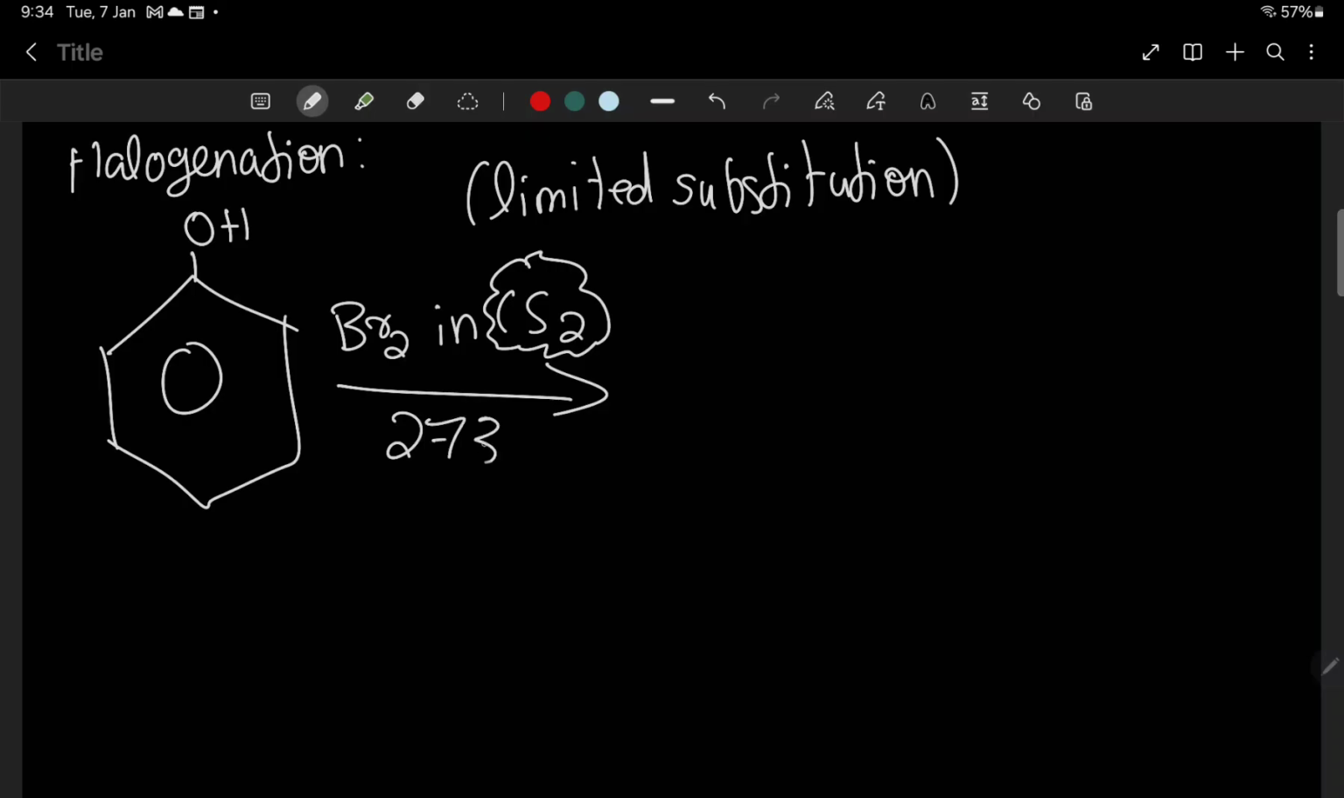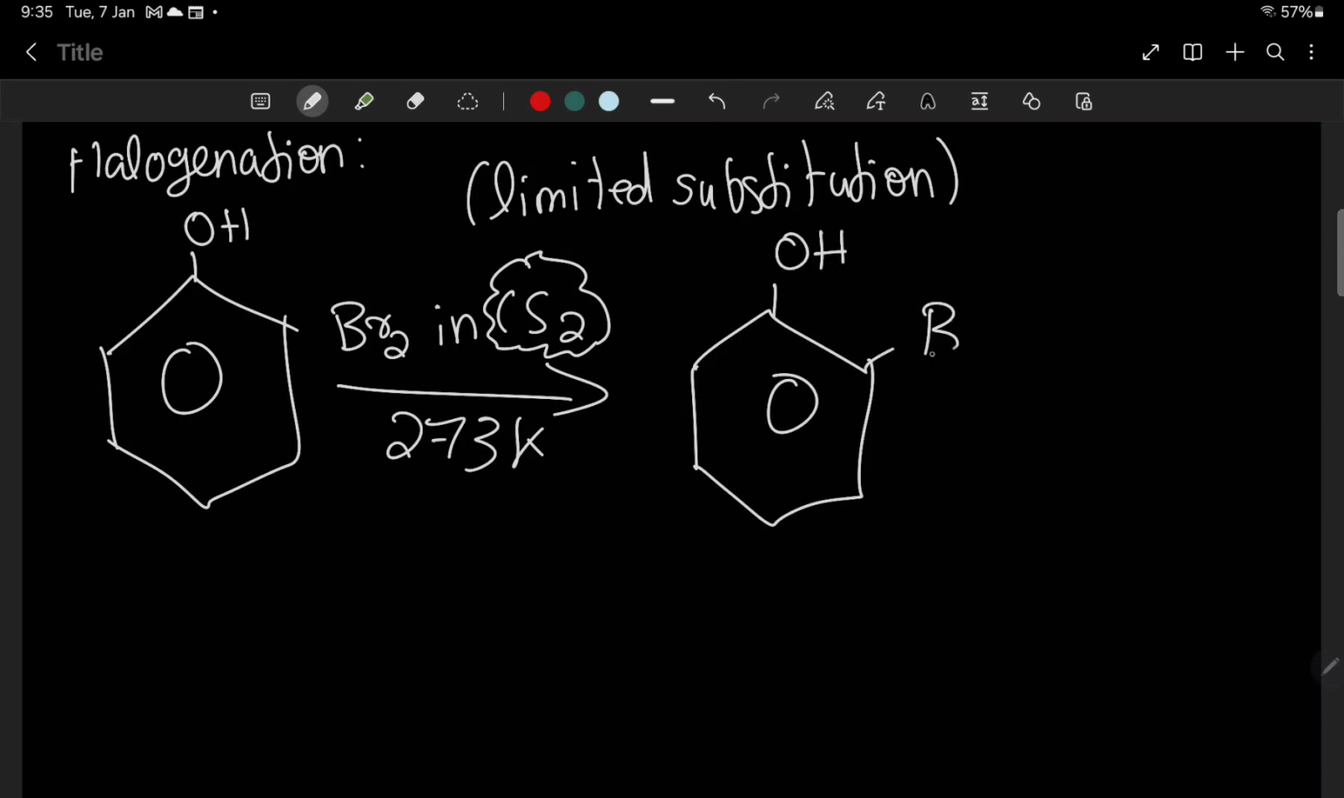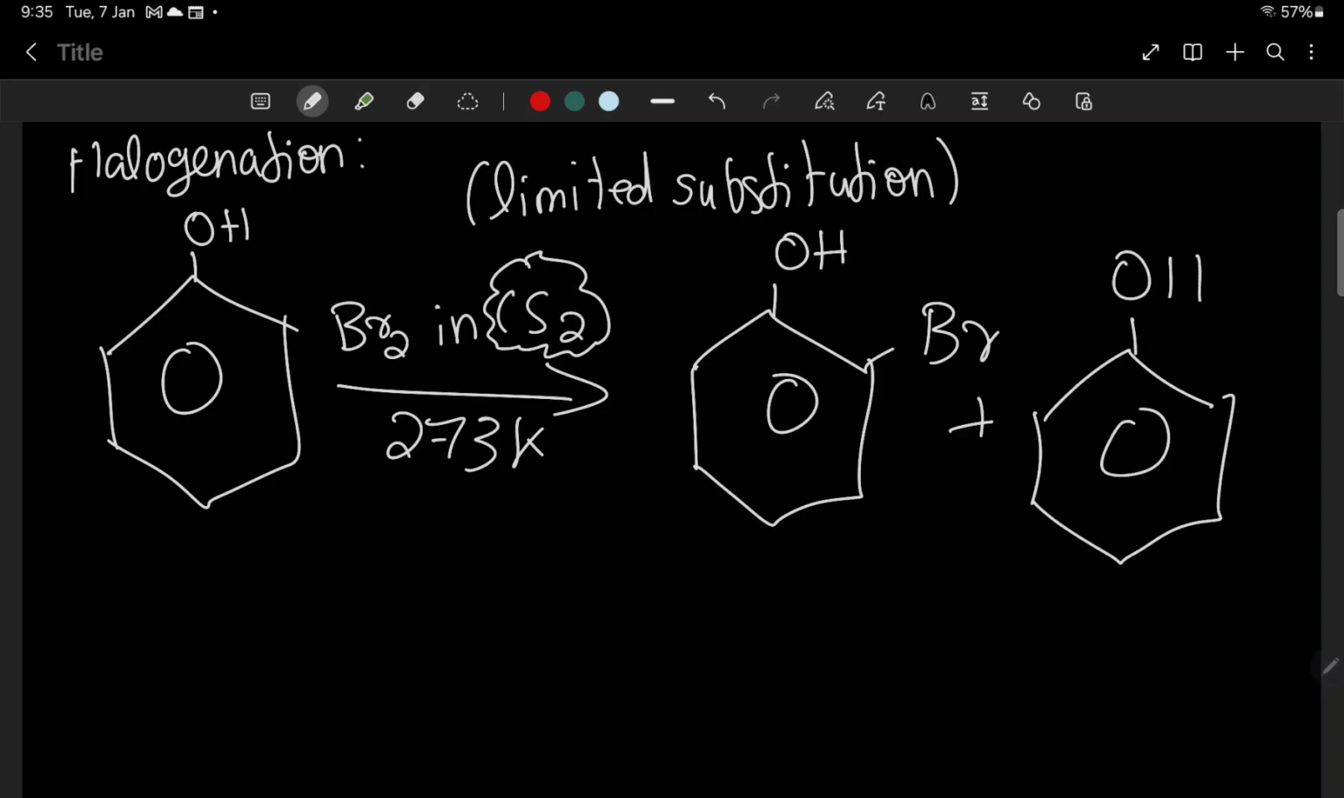At 273 Kelvin, what happens here? We get orthobromophenol or parabromophenol, depending. Para will be the major product because of less steric hindrance. I told you, always para will be the major product and ortho will be the minor product. Okay, let it be like that.